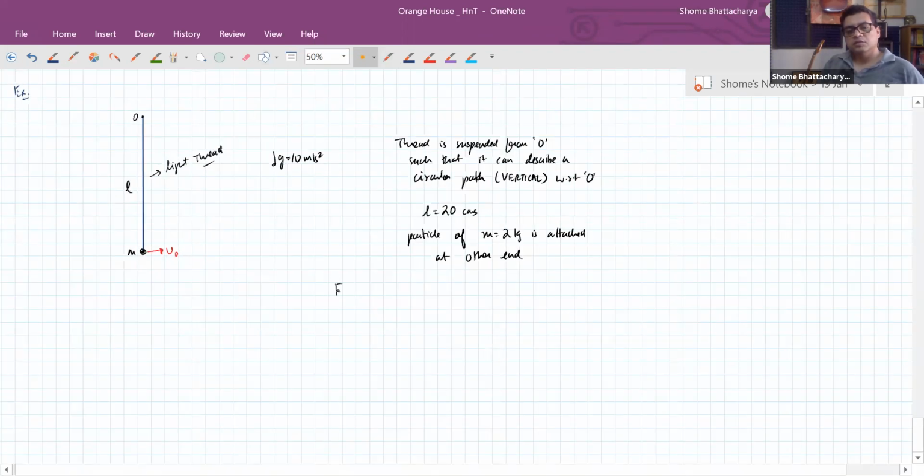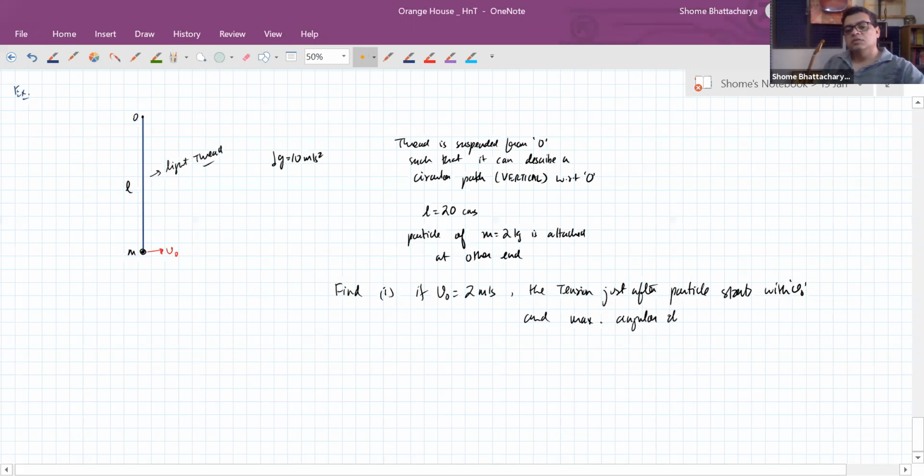We have to find, if v0 is equal to 2 meters per second, then find the tension just after the particle starts with v0, and the maximum angular displacement.